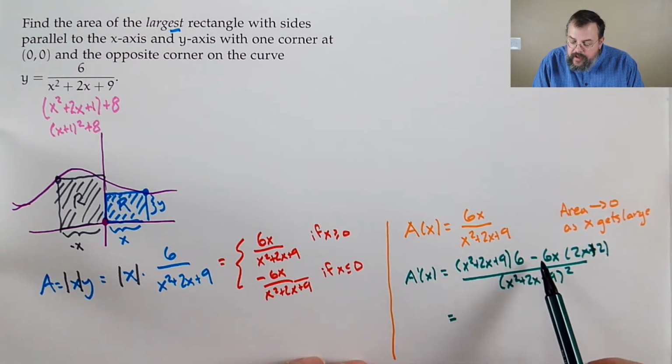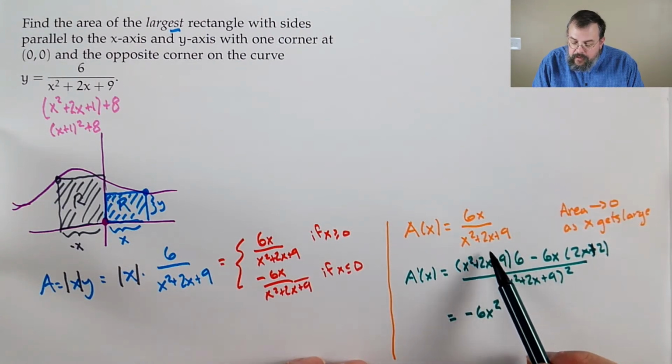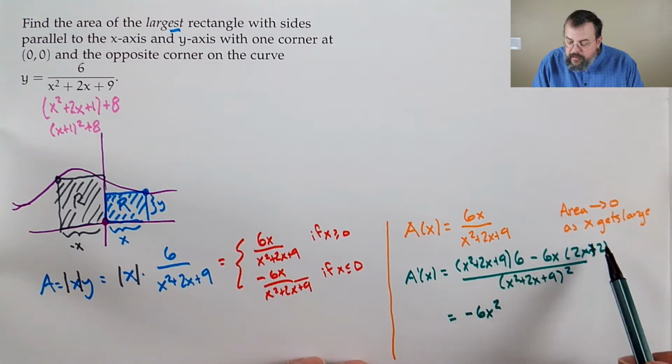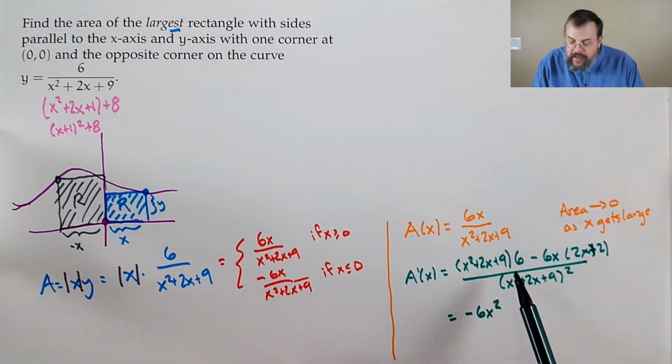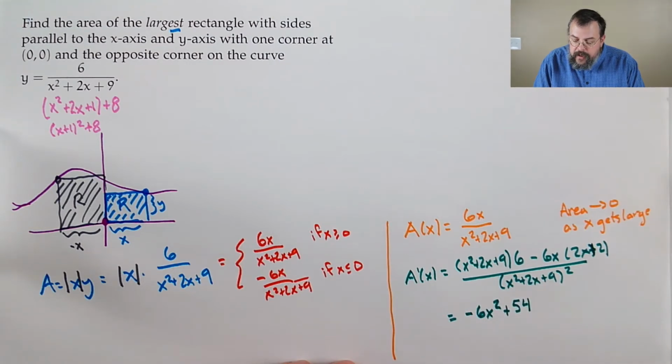6x squared, then minus 12x squared. Well, 6x squared minus 12x squared is going to be minus 6x squared. Then you have a plus 12x minus 12x. They cancel. Good. And then you have a 9 times 6, which is 54. All right. And that's it, right? All over the bottom term squared.